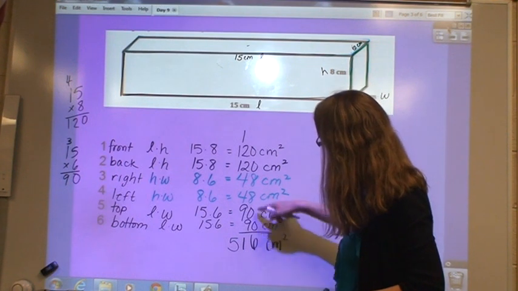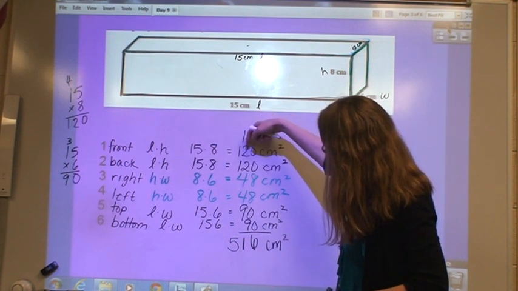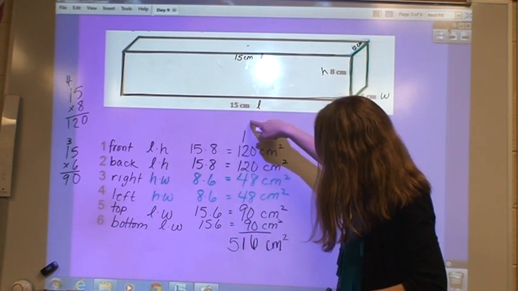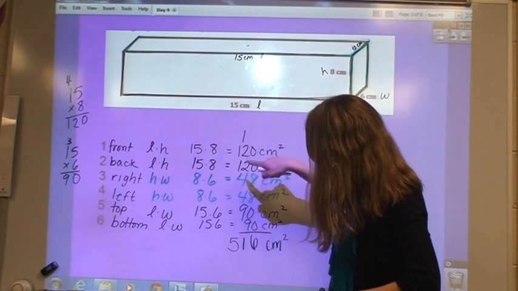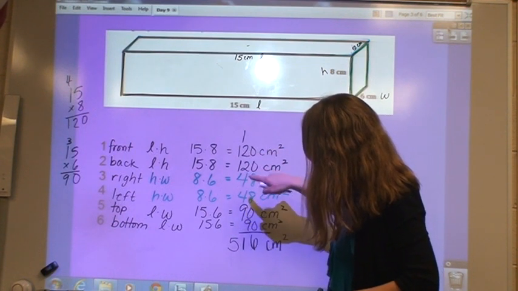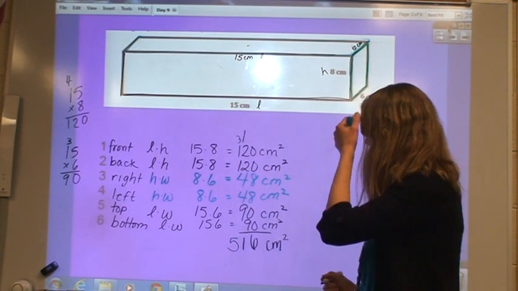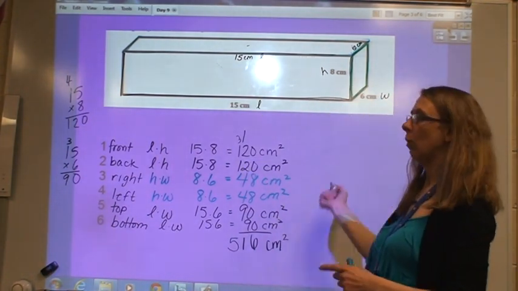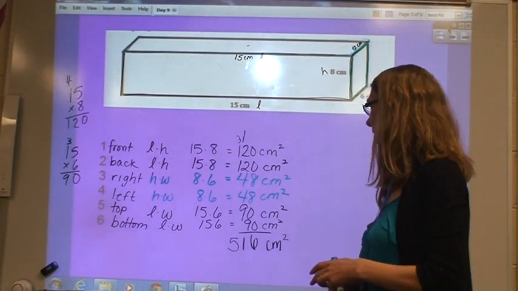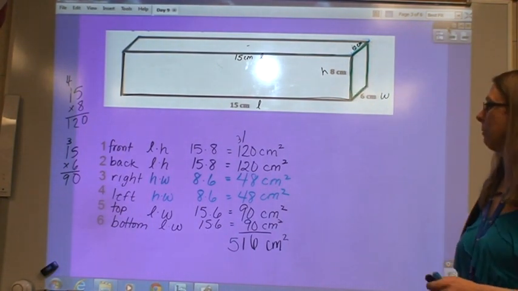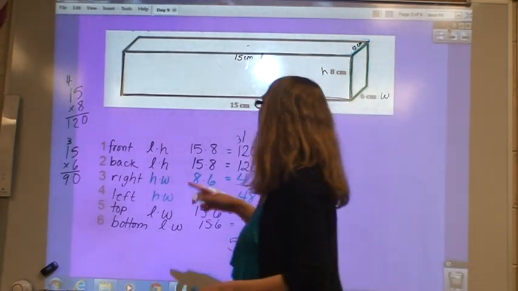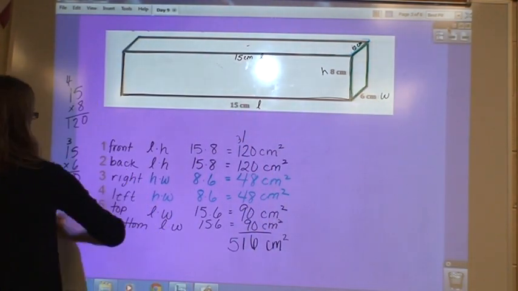So 16, 6, carry my 1. 2, 4, 8, 9, 13, 22, 31, 1. Yeah, 516 centimeters squared. That would be my whole surface area. Now that I've got this thing covered in marker, make sure you get it copied down. Watch it again if you're not sure how I got to those numbers.